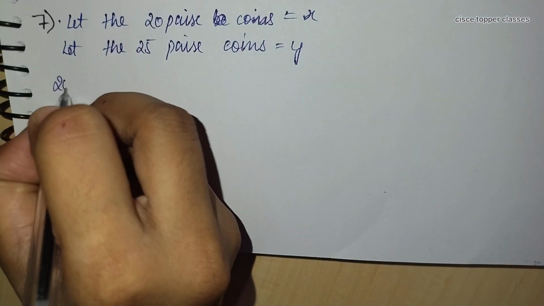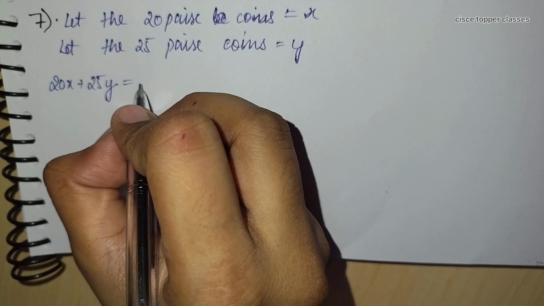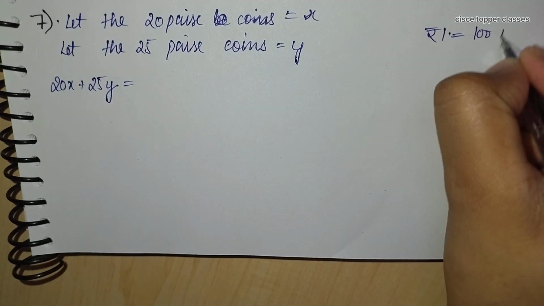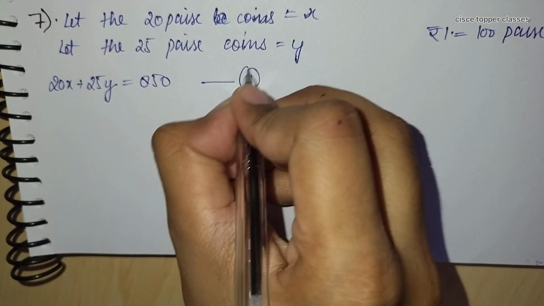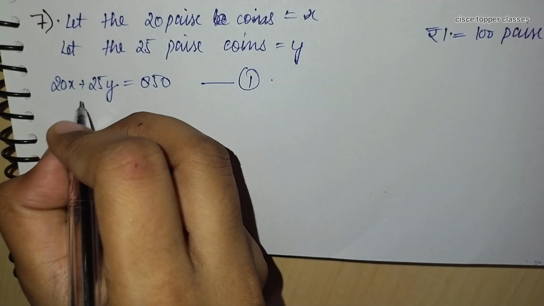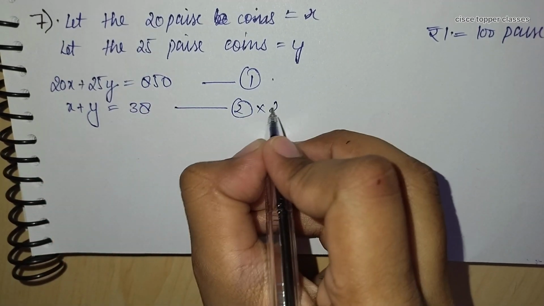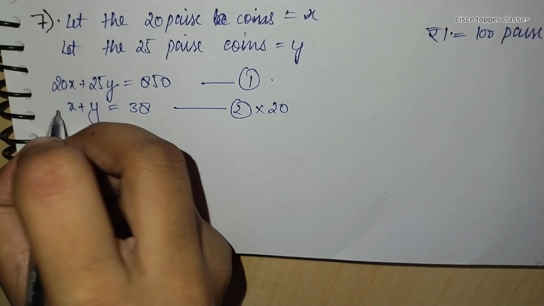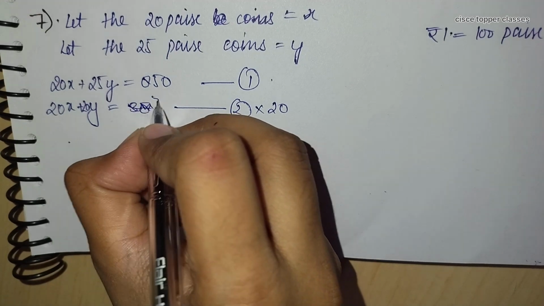So here we have 20x plus 25y is equal to 8.50, and 1 rupee is equal to 100 paise. So it is equal to 8.50 into 100, which is 850. Let it be the first equation. Now we can add x plus y, which is the collection of coins. So x plus y equal to 38. We will multiply this second equation with 20 to find out the value of x and y. So multiplying by 20, we will get 20x, 20y, and here 760.